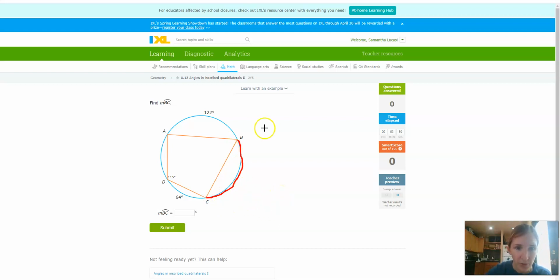If I'm trying to find arc BC, let's see what we can figure out just by looking at the problem. They've given us, and I'll try to stick with the colors that they use, an inscribed angle, right? This angle right here can tell us the length of this entire arc from A to C. How do I know? I know the inscribed angle multiplied by 2 gives me the arc. So let's figure out what arc AC is.